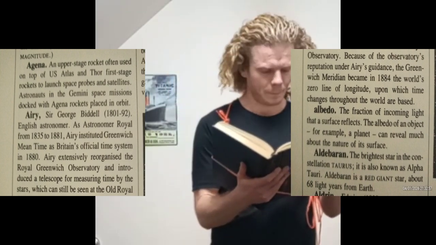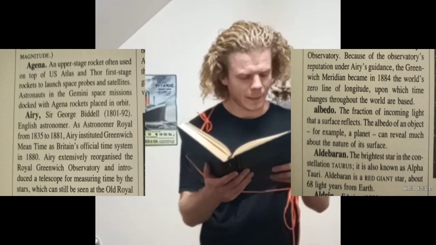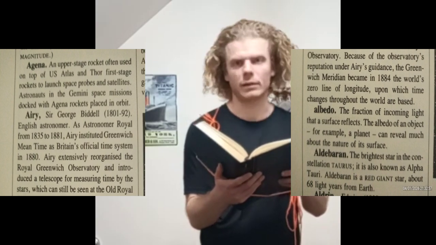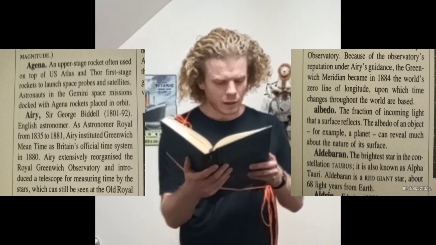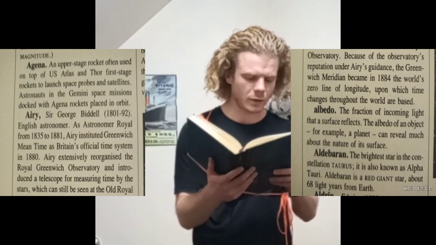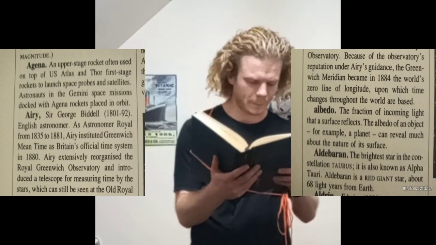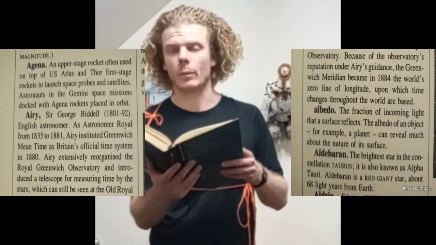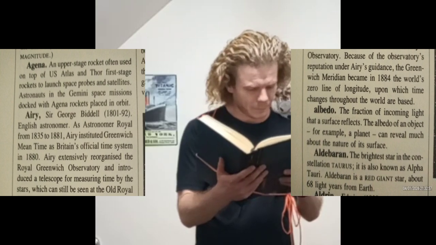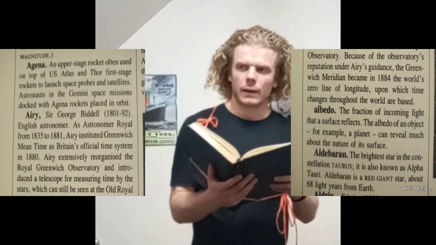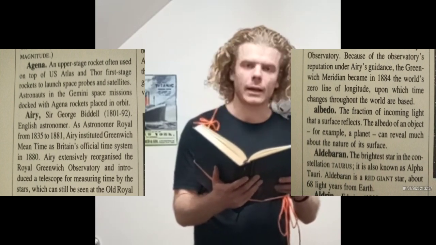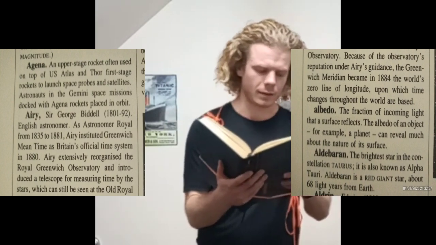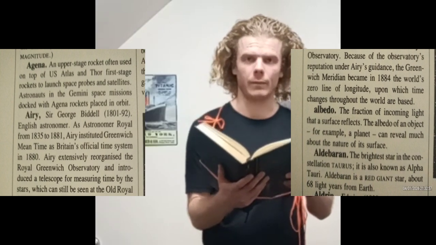Sir George Biddell Airy, 1801 until 1892. He was an English astronomer. As Astronomer Royal from 1835 until 1881, Airy instituted Greenwich Mean Time as Britain's official time system in the year 1880. Okay, he was born 1801, lived until 1892, and from 1835 until 1881 he was the Astronomer Royal of Britain. And so in the year 1880 it was he who instituted Greenwich Mean Time, the official time of Britain.